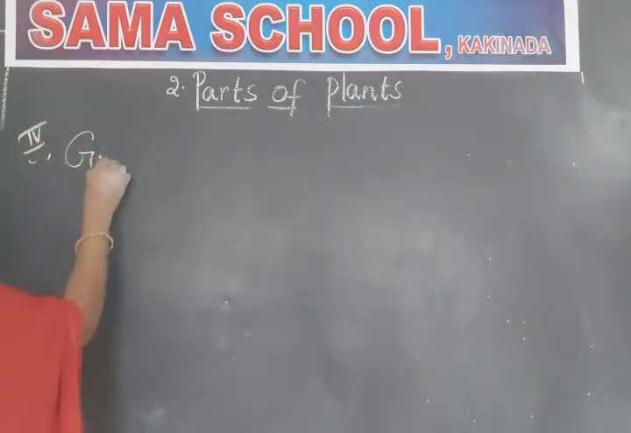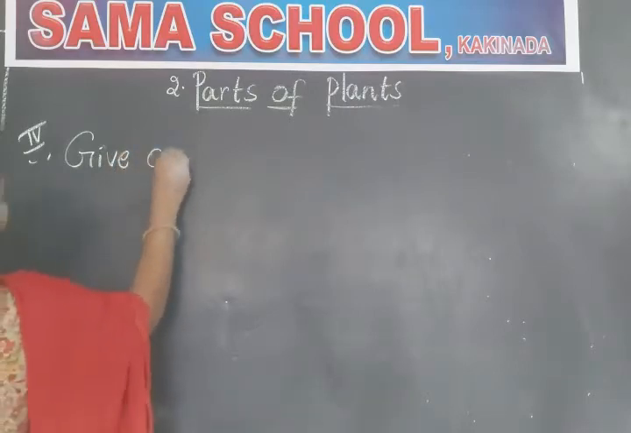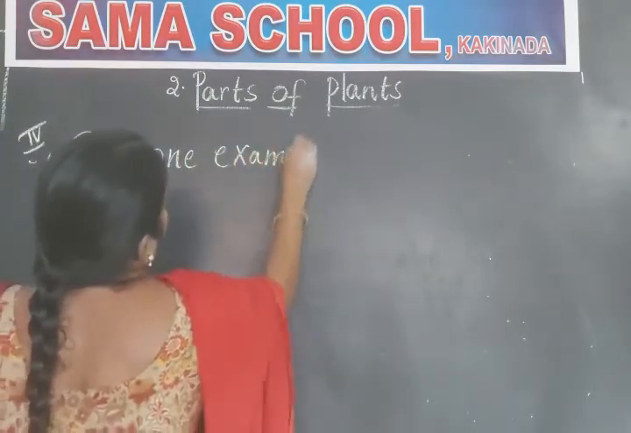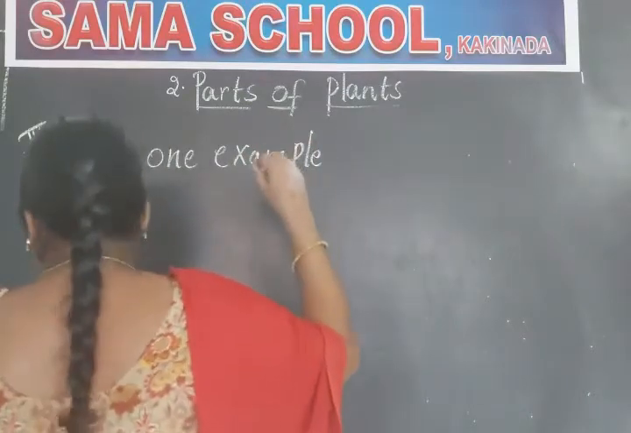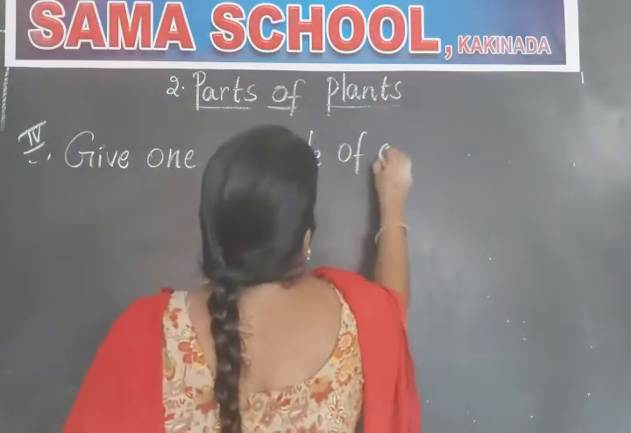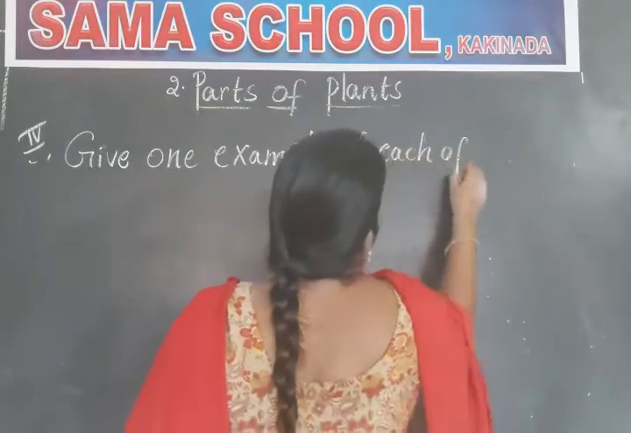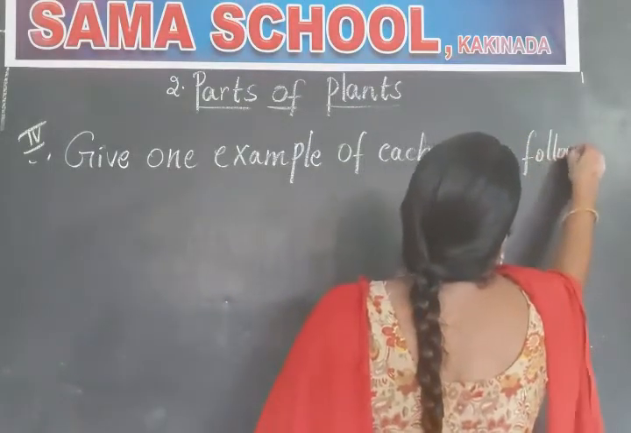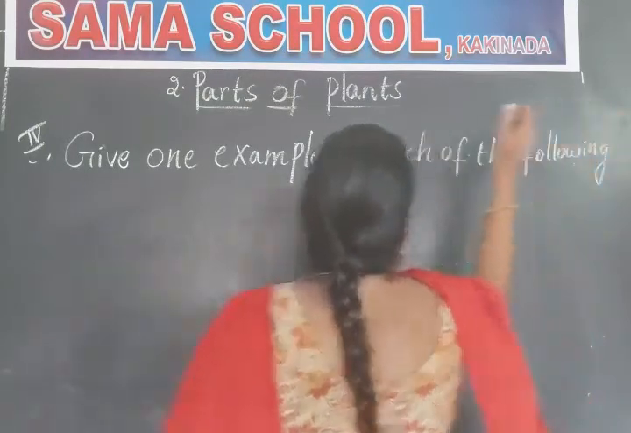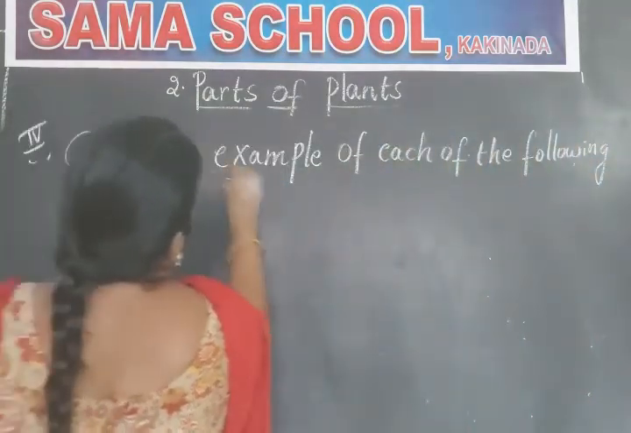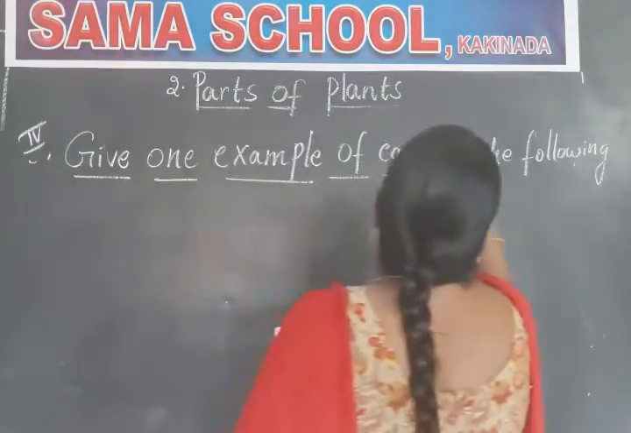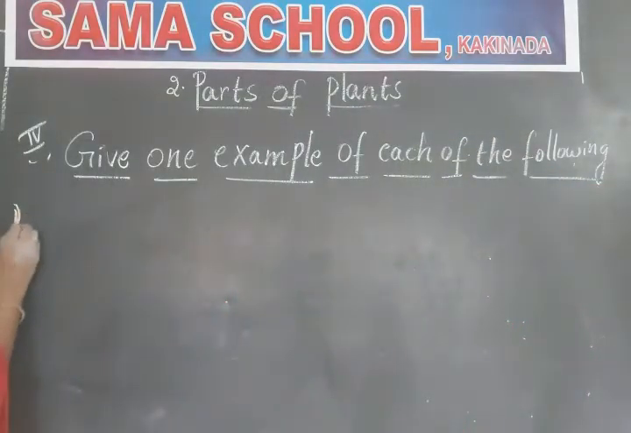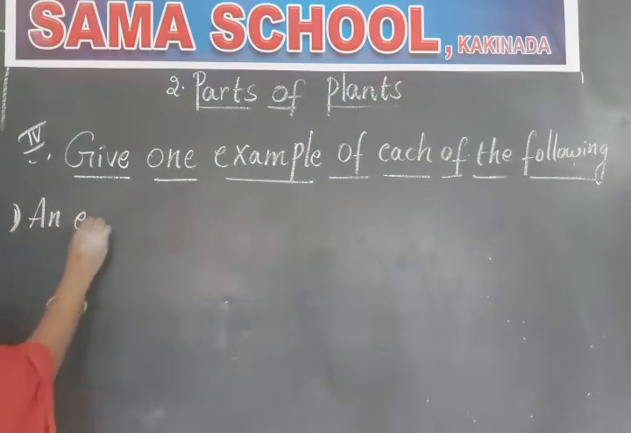Give one example of each of the following. So you have to give one example for each question. See the first one: an edible root.